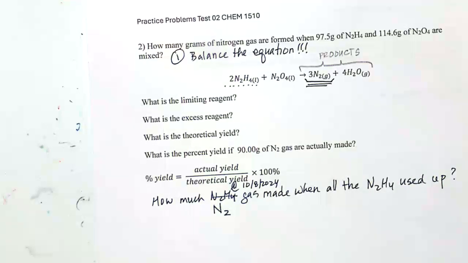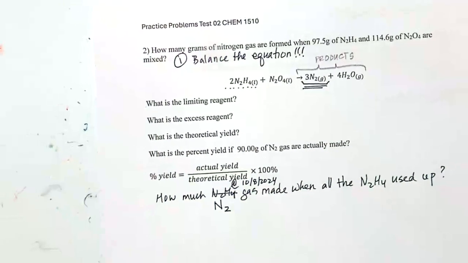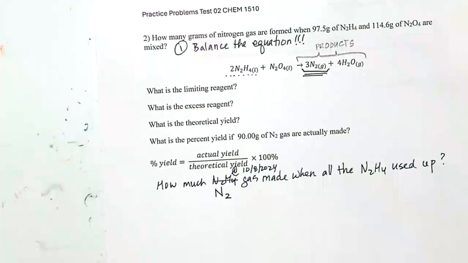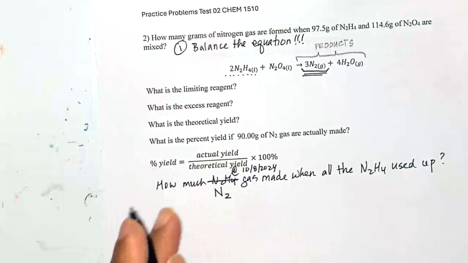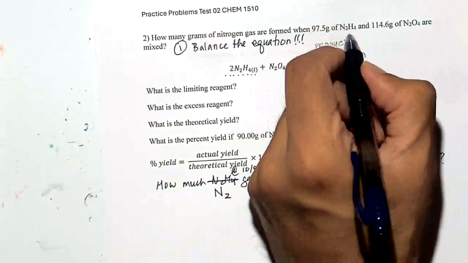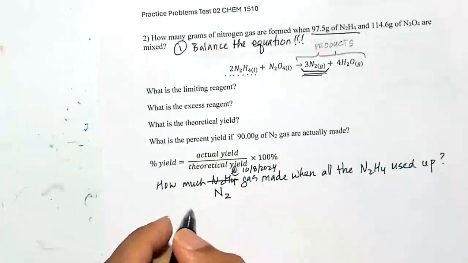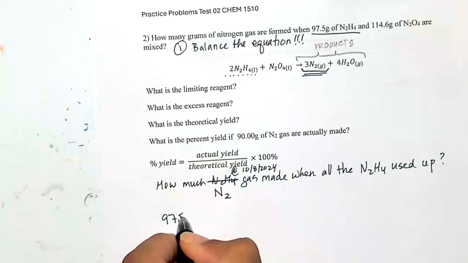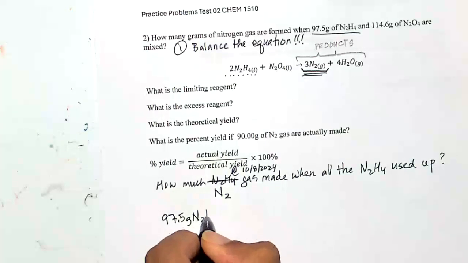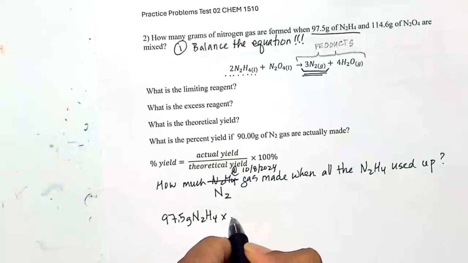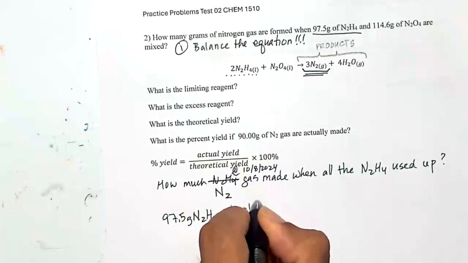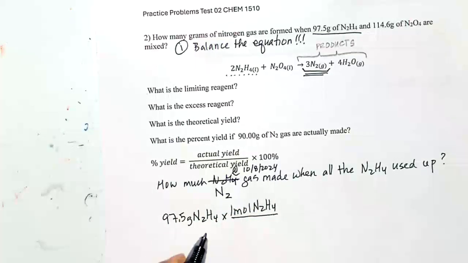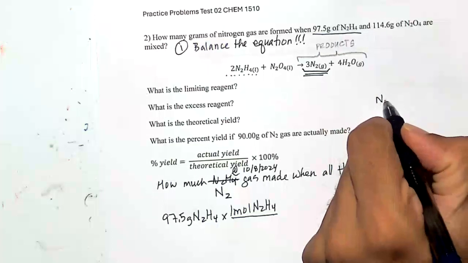N2 gas is made. All right, so we're starting out with 97.5 grams of N2H4. Let's go ahead and convert that to moles of N2H4. What's the molecular weight of N2H4?